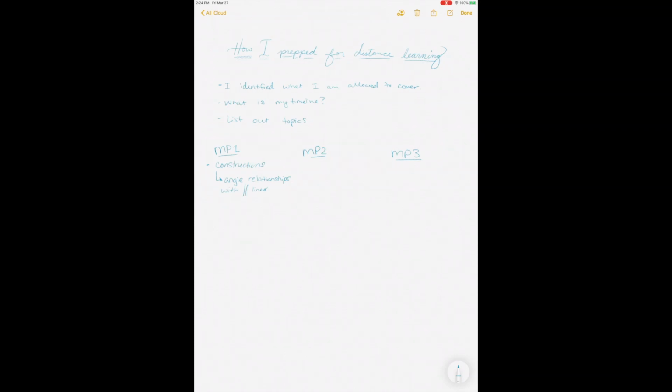In marking period 2, we covered congruence. And in marking period 3, we covered similarity. Essentially, it was unit 1, unit 2, unit 3. We're using a new curriculum, so we're trying to figure out how to timeline it.